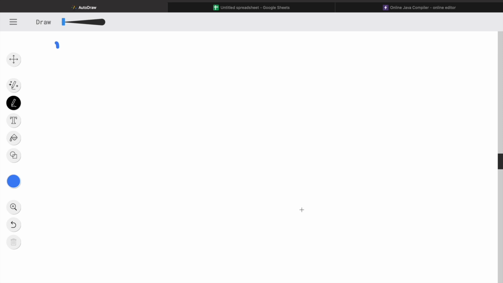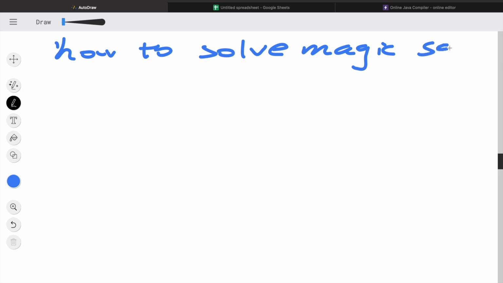This week we are going to work on how to solve magic square. So before we start, we need to define what a magic square is.